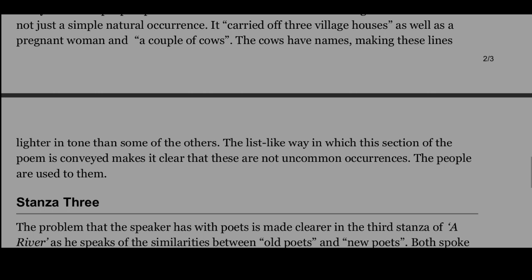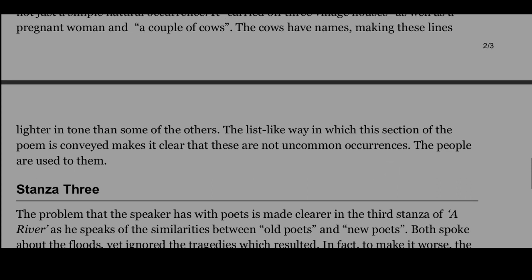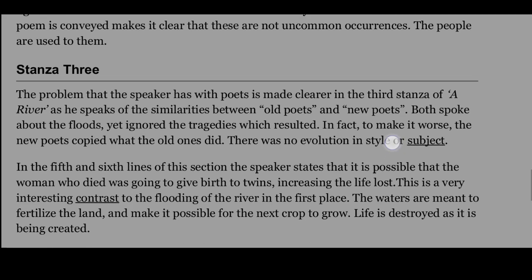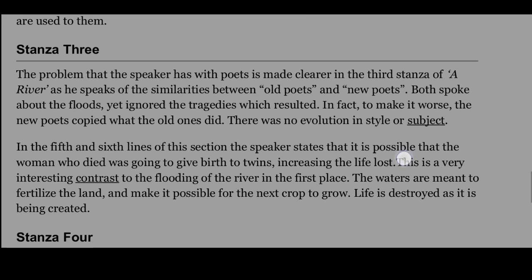It carried off three village houses as well as a pregnant woman and a couple of cows. The cows are named, making these lines lighter in tone than some of the others. The matter-of-fact way in which this section of the poem is conveyed makes it clear that these are not uncommon occurrences. The people are used to them.